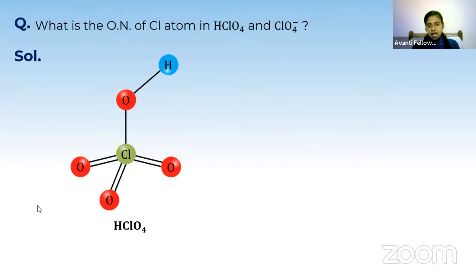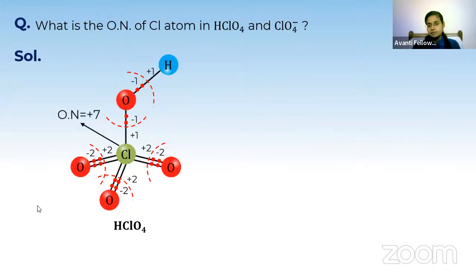So oxygen will gain the electron and chlorine will lose the electron, right? So there are 3 double bonds. So in each case, we will have +2, +2, +2 for chlorine. And for the chlorine-oxygen single bond, it will be +1 and -1. So the total charge for the OH bond is -1 and +1. So the total charge acquired by chlorine is +7.